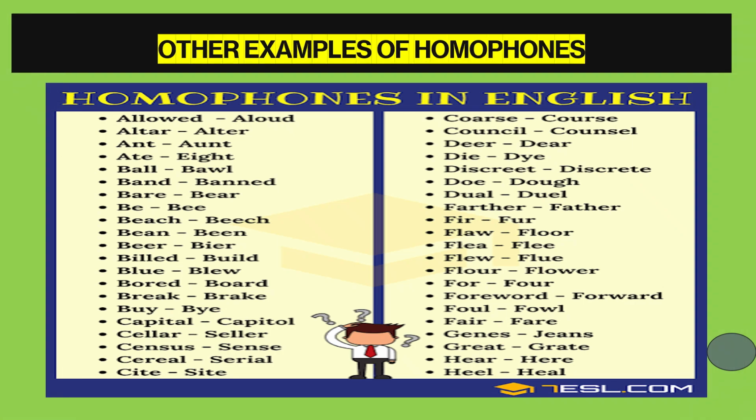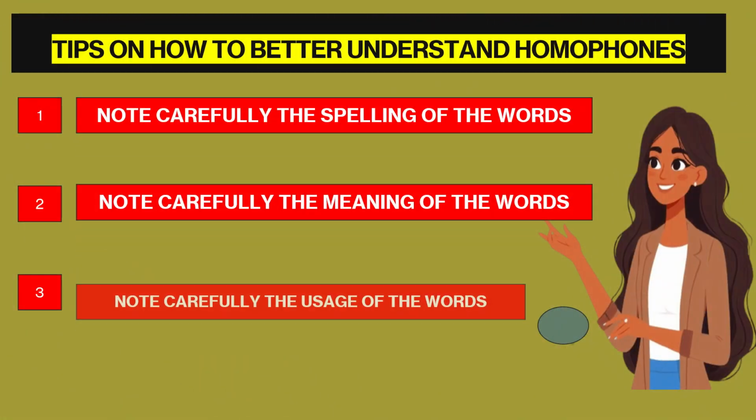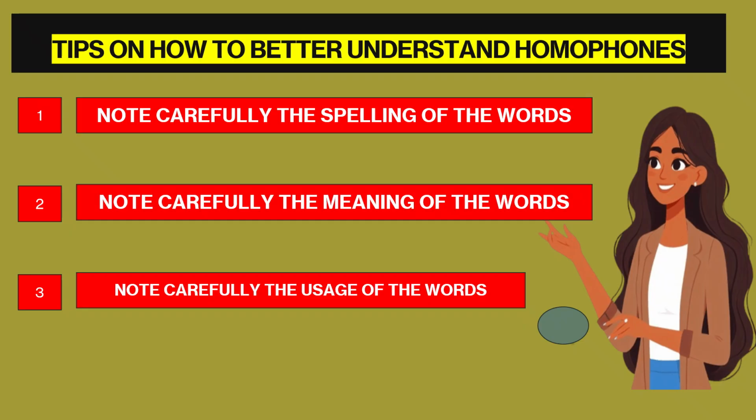Here are some other examples of homophones. Study the table and familiarize yourself with these. Here are some useful tips on how to better understand homophones. 1. Note carefully the spelling of these words. 2. Note carefully the meaning of these words. And 3. Note carefully the usage of these words.